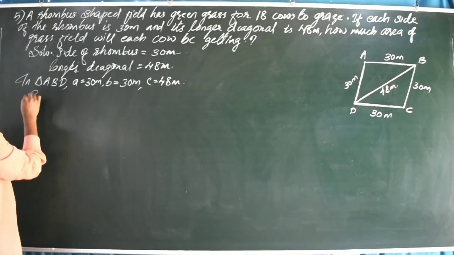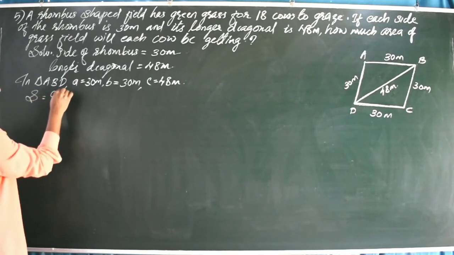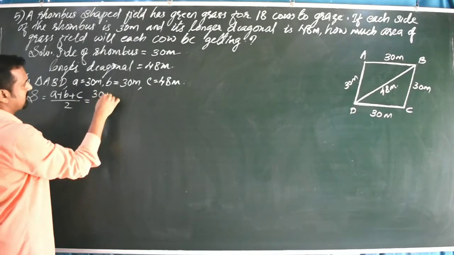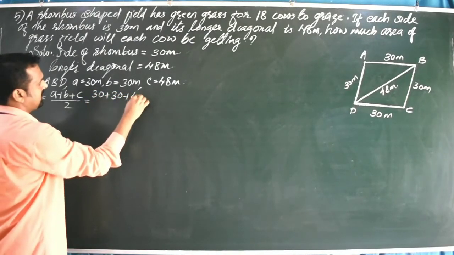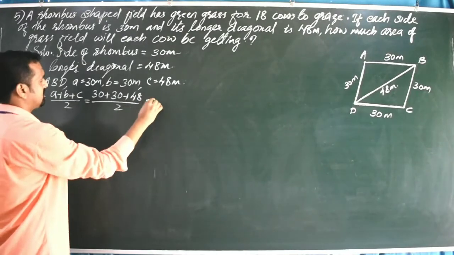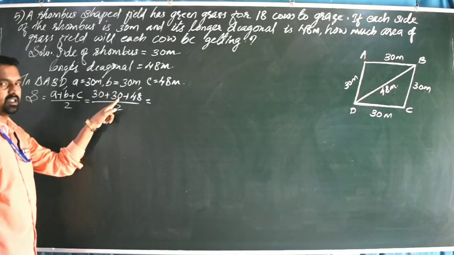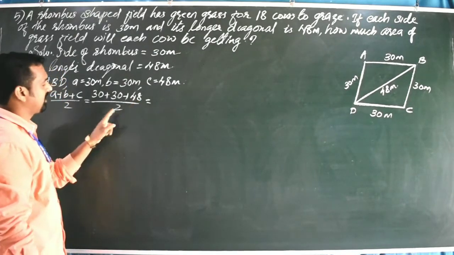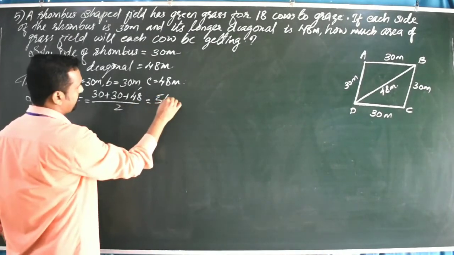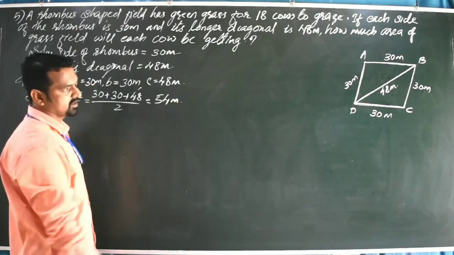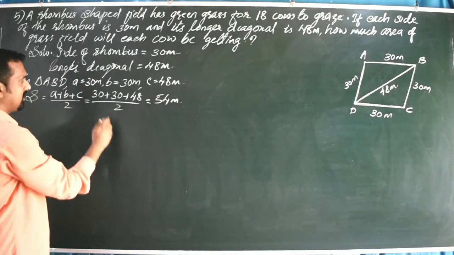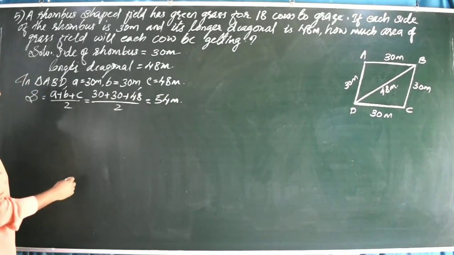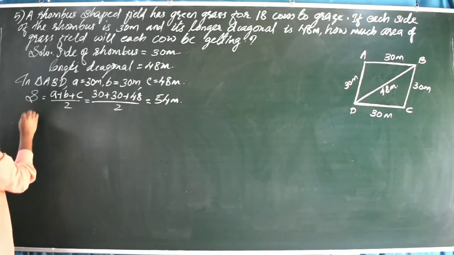Now find S. What is the formula? S is equal to a plus b plus c divided by 2, that is 30 plus 30 plus 48 divided by 2. 30 plus 30 is 60, 60 plus 40 is 100, 100 plus 8 is 108. 108 divided by 2, what is the answer? 54 meter. All the measurements are given in meter, so it will come in meter. Therefore S is 54 meter.